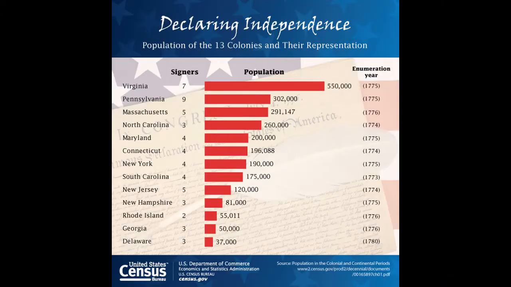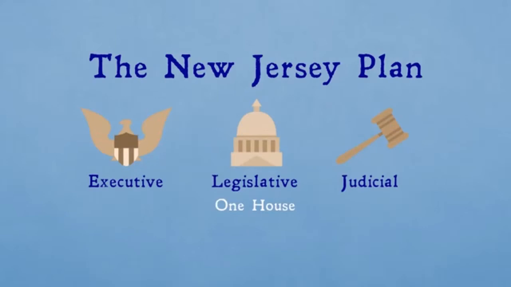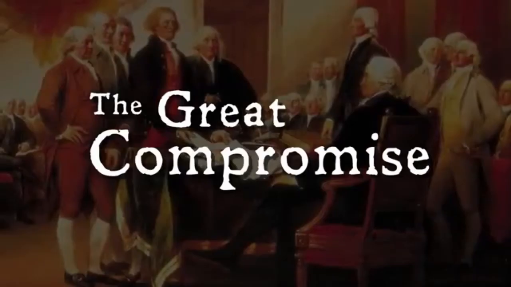First, how should they be represented? Some of the states had small populations. Some of the states had large populations. If they were to be represented in a new Congress by population, it would be dominated by the big states. If, on the other hand, states were to be represented equally, this would be clearly unfair to the big states and would disenfranchise those larger populations.